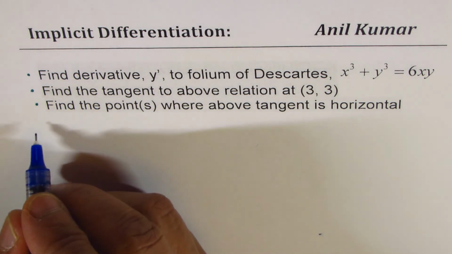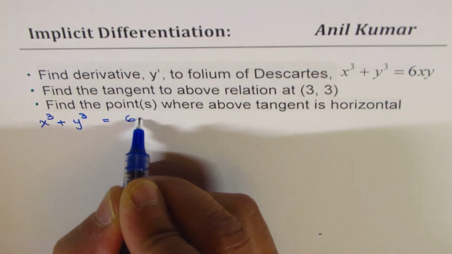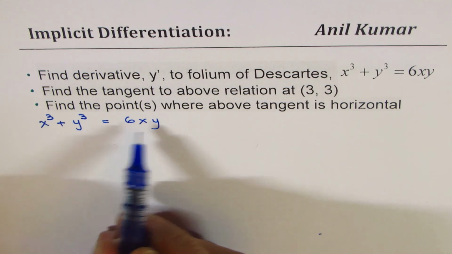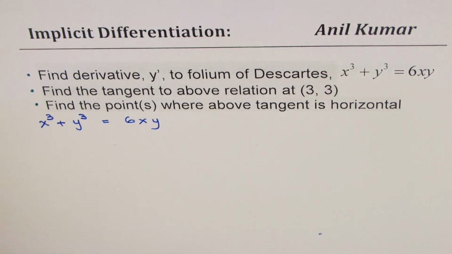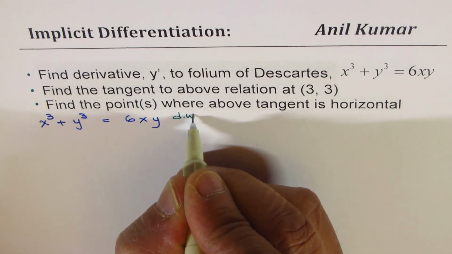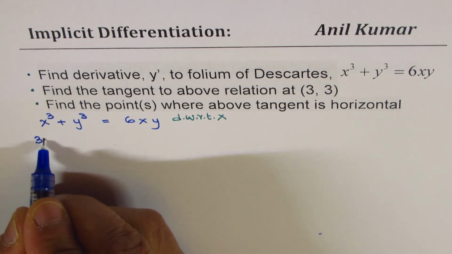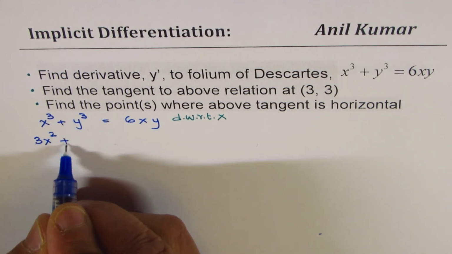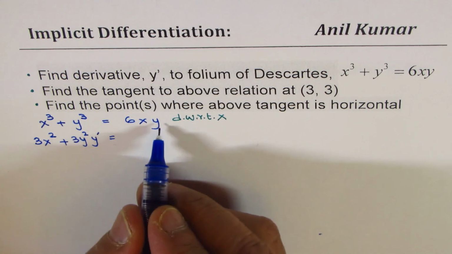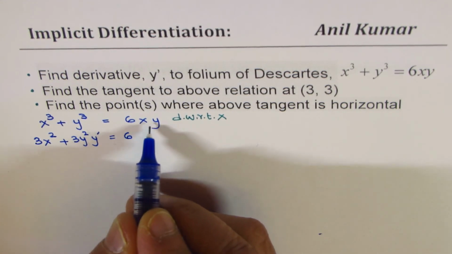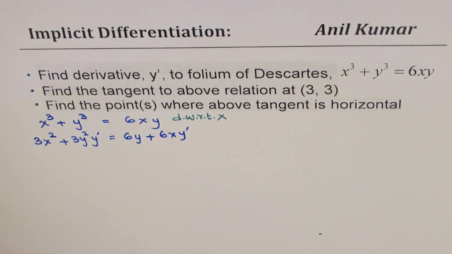Let's begin by writing the equation itself, which is x cubed plus y cubed equals 6xy. Differentiating both sides with respect to x, we'll get 3x squared, right? And then this gives us 3y squared y dash. Now on the right side, we'll apply the product rule. The derivative of 6x is 6 times y, plus 6x times the derivative of y, right?